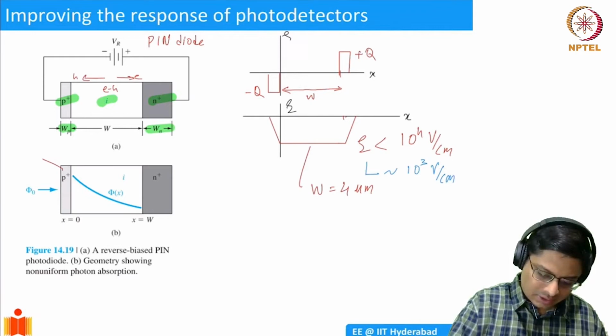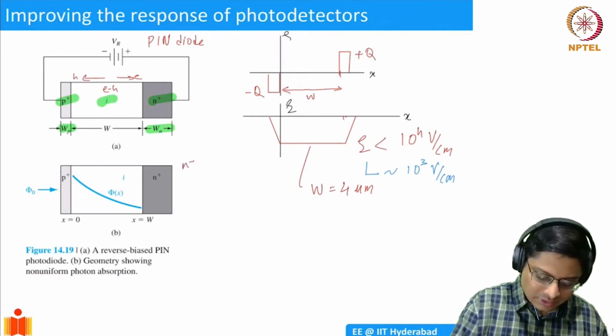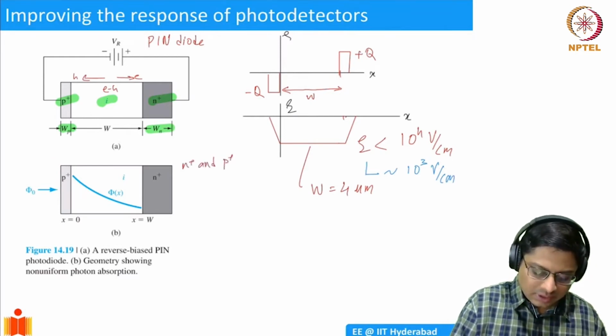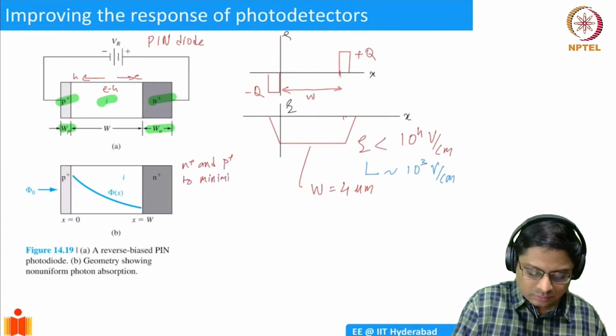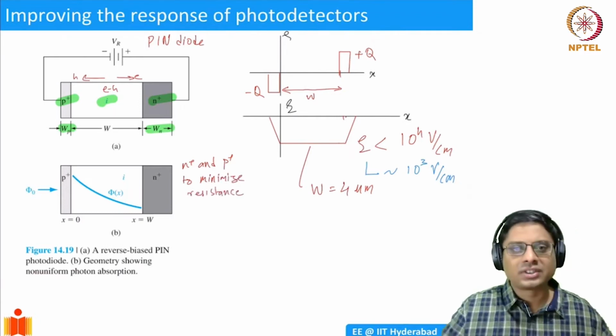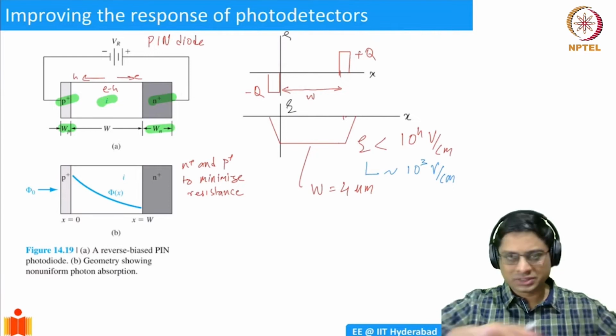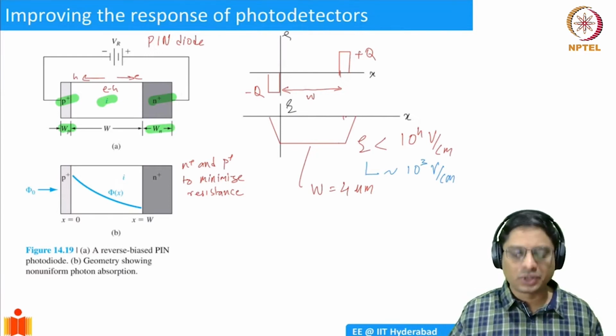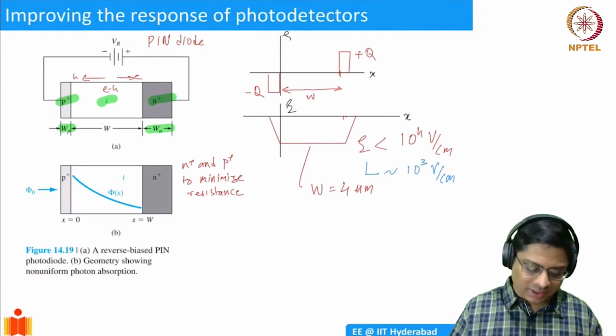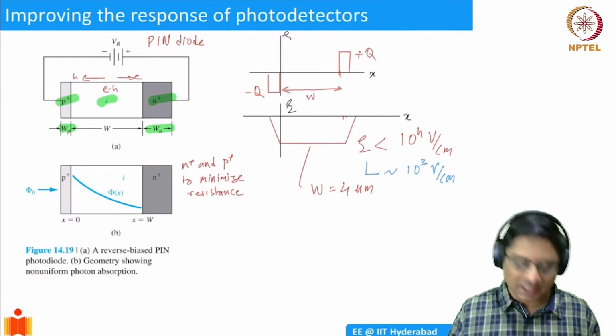I'll say N plus and P plus to minimize resistance. When you connect to the external circuit, it's finally electrons that are flowing, right? So once they reach the end, we just want to quickly go into the external circuit. We don't want to have contact resistances. Okay, that's why we want to heavily dope the P and the N regions.